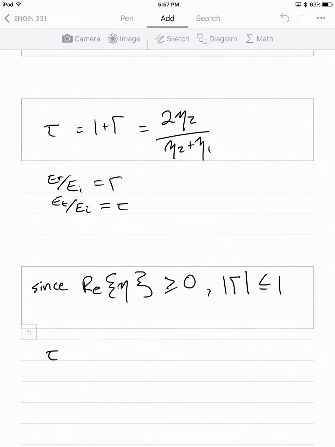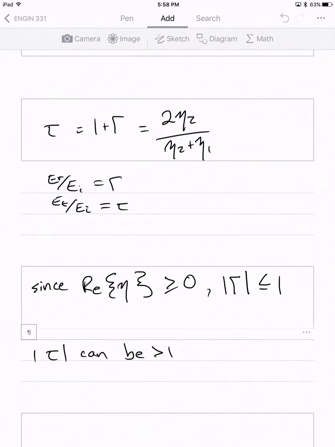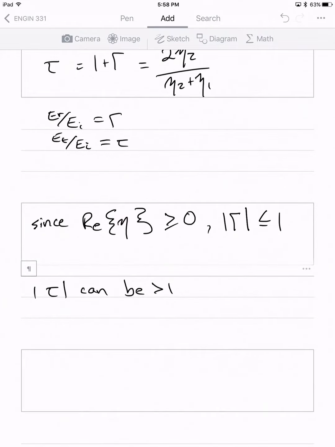Tau, on the other hand, magnitude tau can be greater than 1. And that doesn't mean that we have more power leaving the interface than we have going in, because remember, tau refers to amplitude, and so does gamma. Gamma also refers to amplitude. The power situation looks like this.